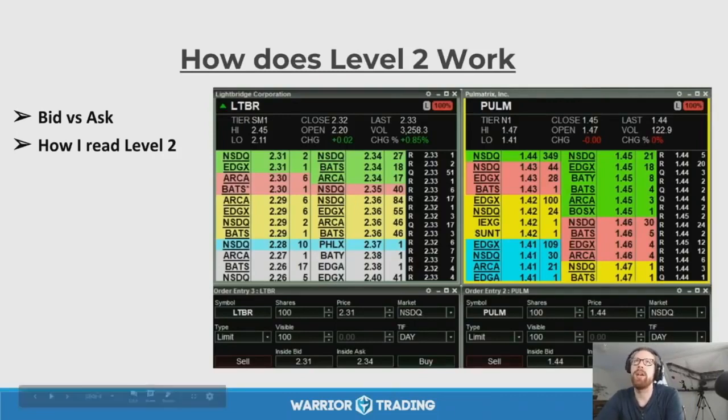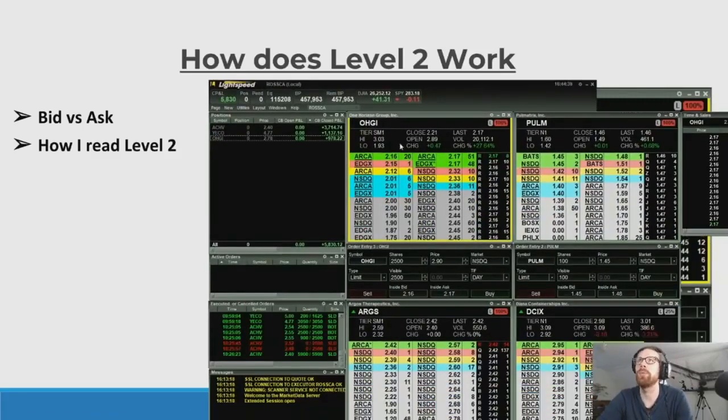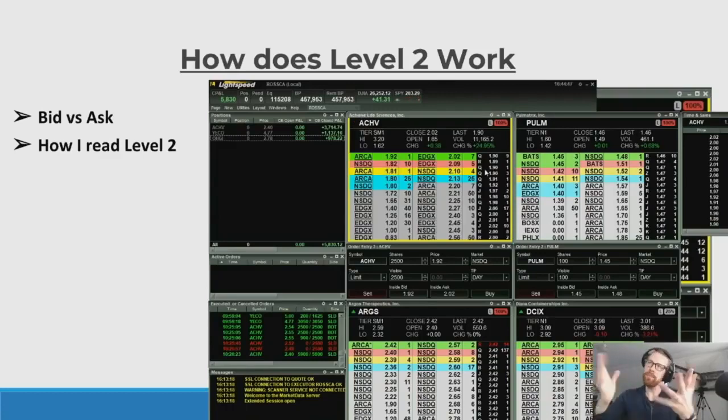So once I've looked at the chart and I've said, all right, it looks interesting, the next thing I do is I open up my level 2. I pull up the level 2, as I'll show you in the actual live level 2 here. I pull up the stock, ACHV, and I look at the spread. That's the first thing I look at.